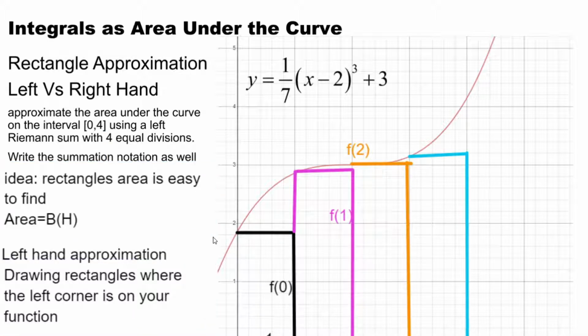Okay? And again, to find the area of this black thing, you're going to do area equals base times height. And in this case, your base is 1 and your height is f of 0. Same thing here. Your area of this pink one equals base, which is 1, times your height, which is f of 1.